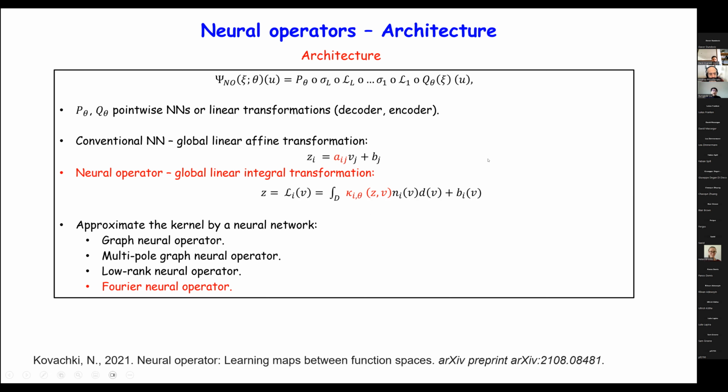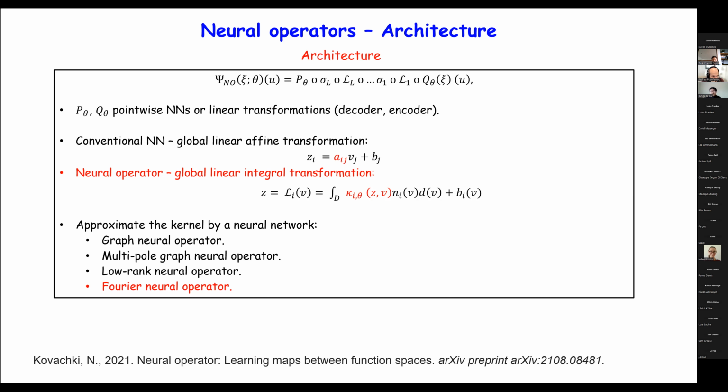And we have tried or come up with a lot of different kernels to be used in this neural operator scheme. So we have tried graph neural operator, we have multipole graph neural operator, we have low rank neural operator, we have Fourier neural operator. So all of these are different kernels that we applied to approximate this global linear integral transformation.